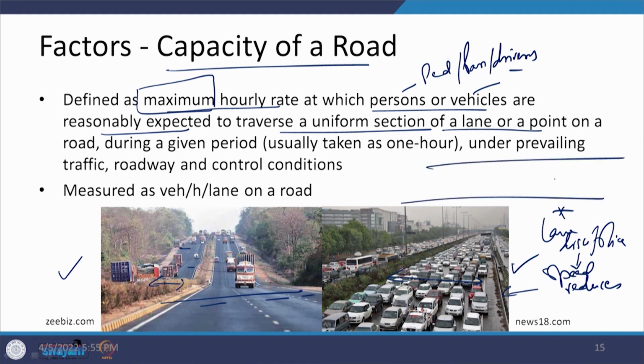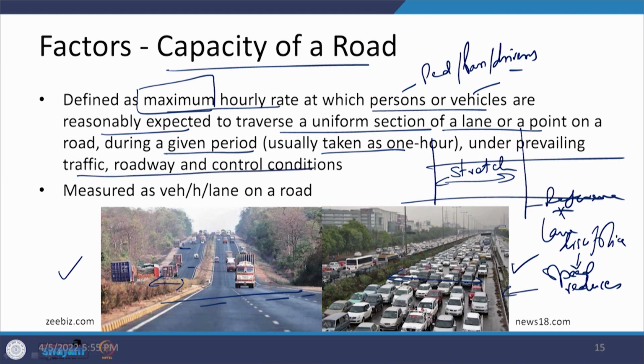So, we have a road and we create either this point, or this reference line, or we can say that we are going to consider this particular stretch, and we are going to find out the traffic in this stretch. And what we are looking at is that during a given period, usually taken as 1 hour, under prevailing traffic, roadway and control conditions. That means we are talking about a practical condition; we are not talking about an ideal condition here. In the practical condition, there are so many frictions, and accordingly the capacity is going to reduce with respect to the ideal capacity, and this is being defined as vehicles per hour per lane on a road system.